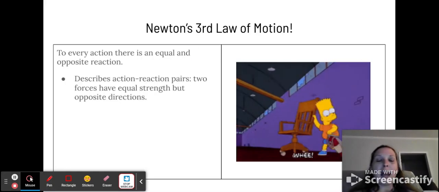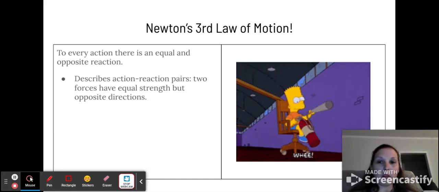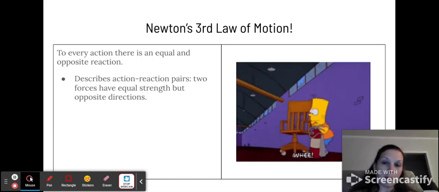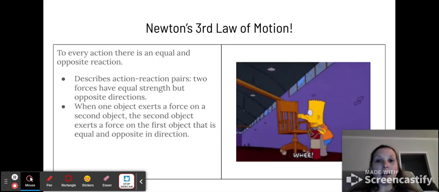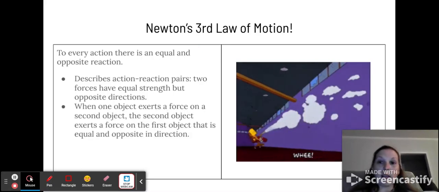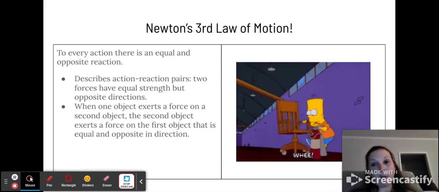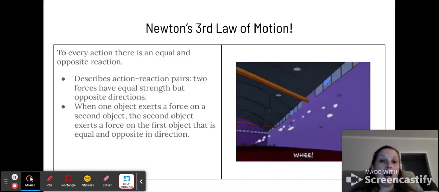So this describes action-reaction pairs, so two forces that have equal strength but in opposite directions. When one object exerts a force on a second object, the second object exerts a force on the first object in equal but opposite direction.